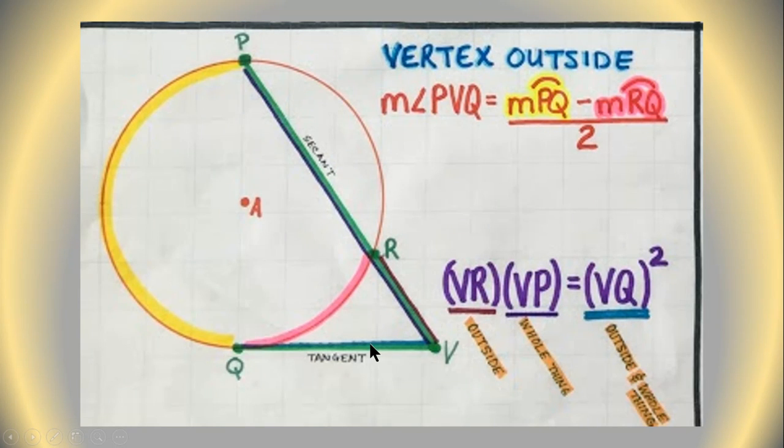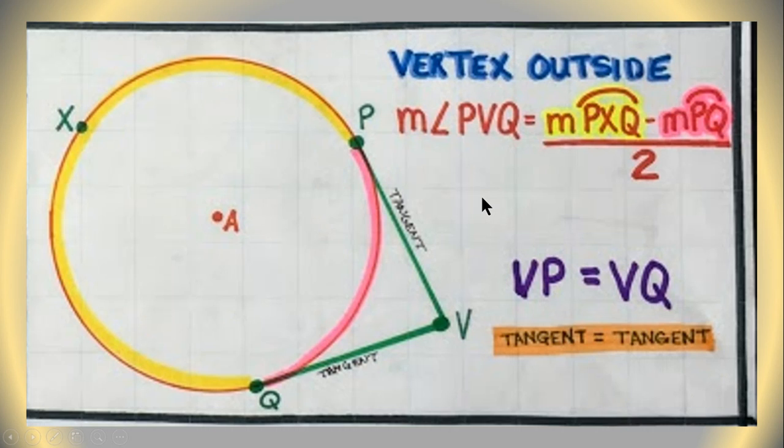Here's another example where the vertex is outside the circle, but the formula is the same. This angle intercepts this big yellow arc, and we subtract this smaller pink arc and divide by 2, and then we'll know the measure of angle PVQ.